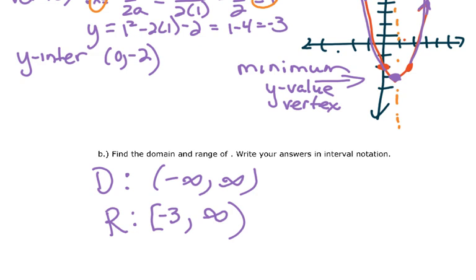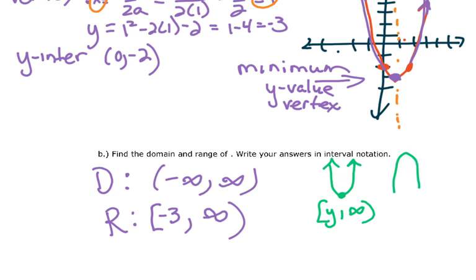If we find the vertex and we know if it's a smiley or a frowny parabola, that will help determine the range. If our parabola goes upward, right, a smiley, our range will be the y value of this vertex to infinity.